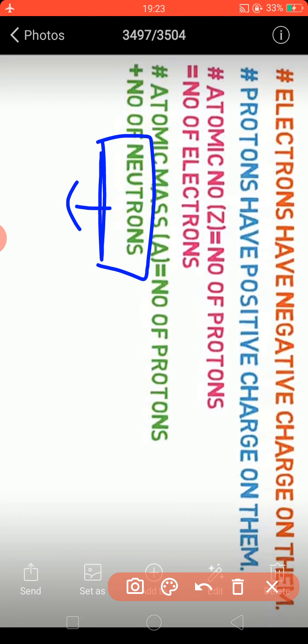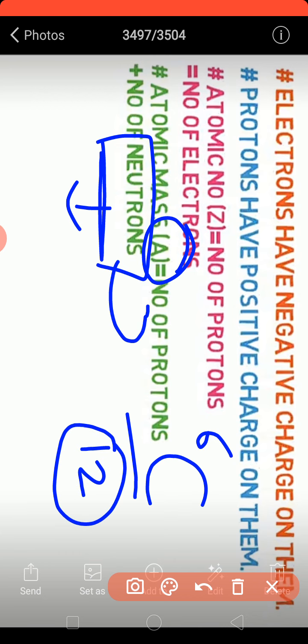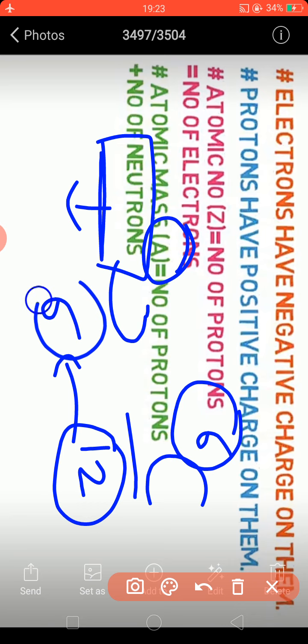So the atomic mass, the number of neutrons plus the number of protons, is equal to your atomic mass, which is denoted by A. If we take the example of carbon again, the atomic mass of carbon is 12. What does it mean? We know there are 6 protons inside carbon, and there are also 6 neutrons inside the nucleus. That is why carbon has an atomic mass of 12.